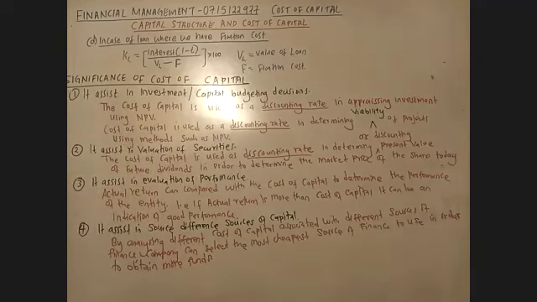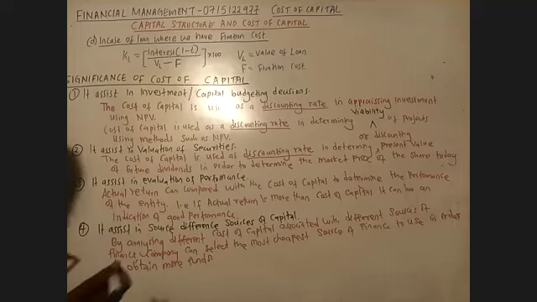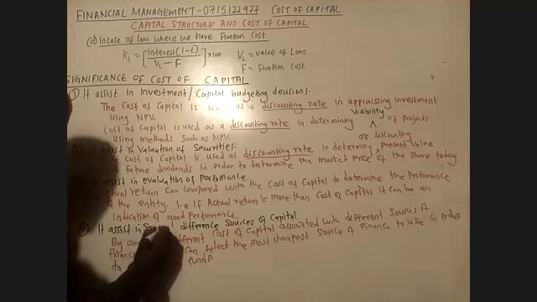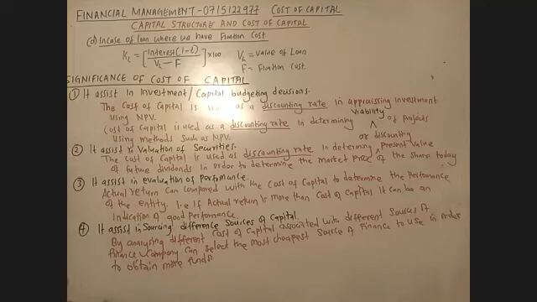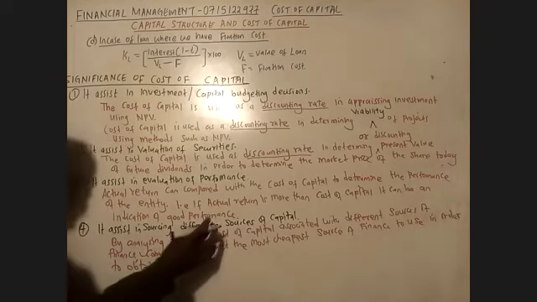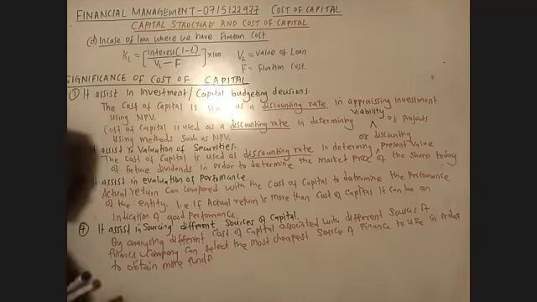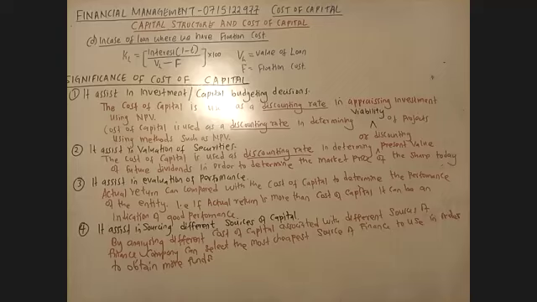So iko sawa. So tunasema it assists in sourcing. So hapa nafai kwa it assists in sourcing. It's supposed to be sourcing different sources of capital. So it assists in sourcing different sources of capital. That's what mostly in terms of cost.